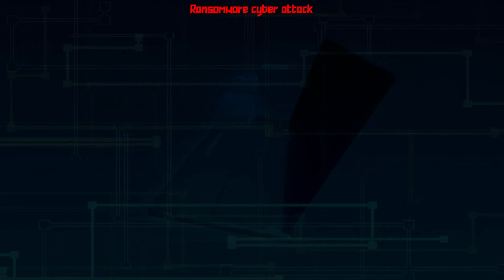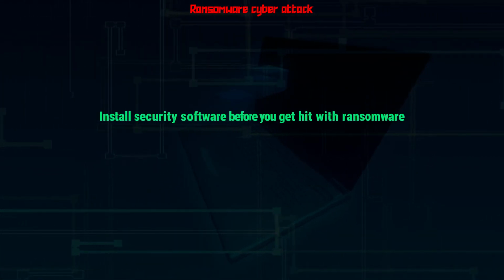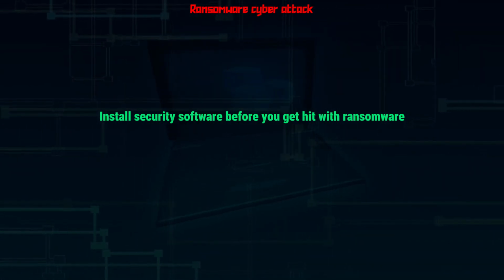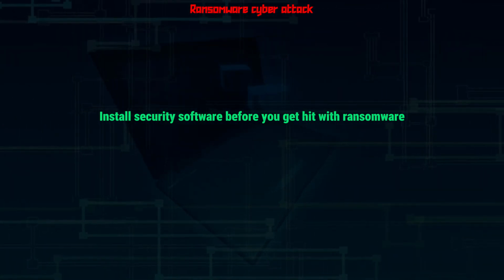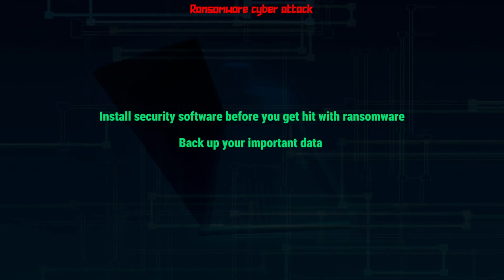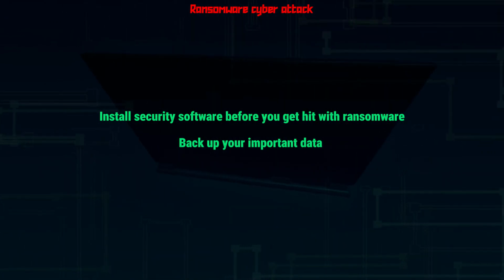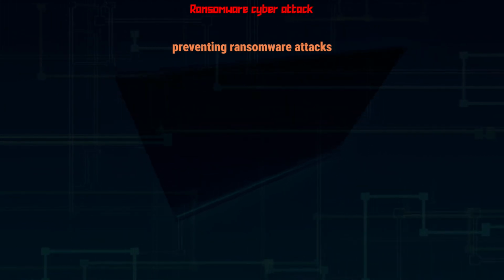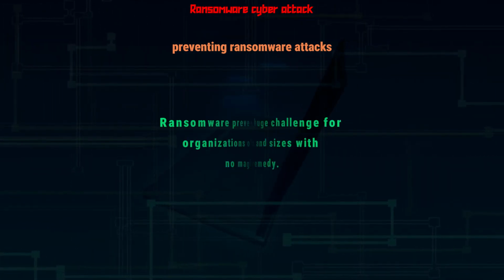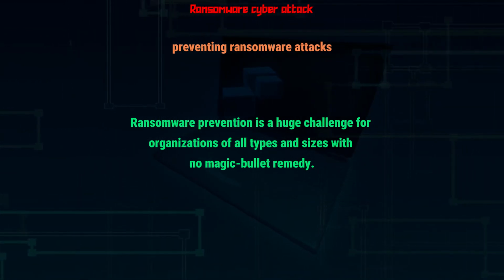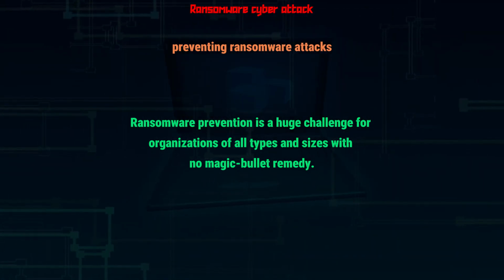That is why it's critical to be prepared before you get hit with ransomware. 2 key steps to take are: install security software before you get hit with ransomware. Back up your important data, files, documents, photos, videos, etc. for preventing ransomware attacks. Ransomware prevention is a huge challenge for organizations of all types and sizes, with no magic bullet remedy.